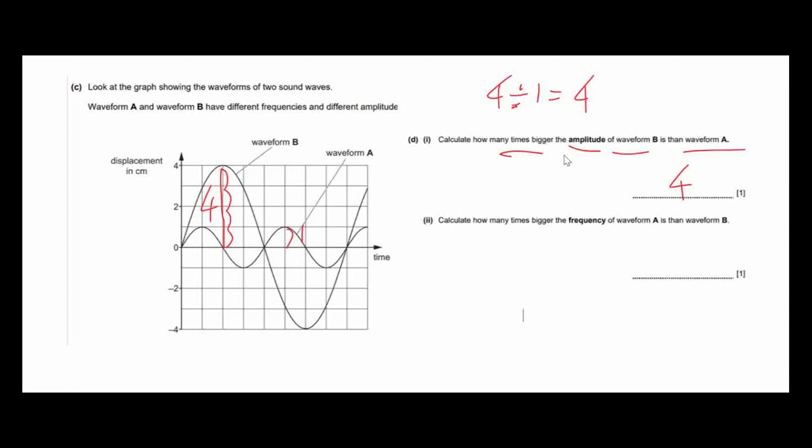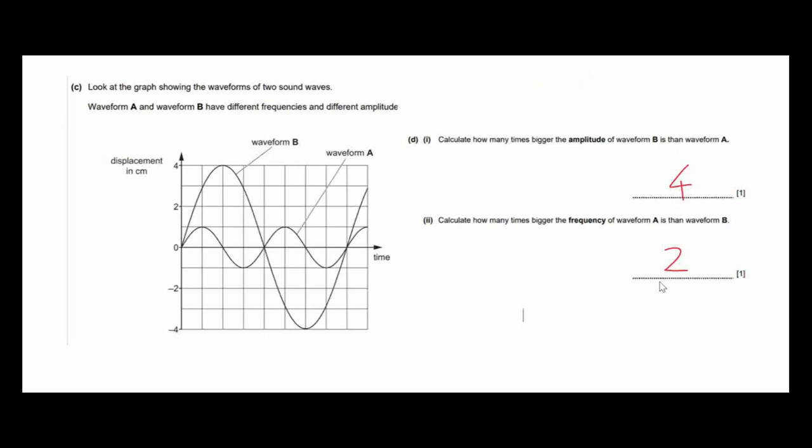Now let's move on to question 3d part 2. Calculate how many times bigger the frequency of waveform A is than waveform B. 10 seconds. 10, 9, 8, 7, 6, 5, 4, 3, 2, 1. Reveal the answer. Well, the answer is 2.